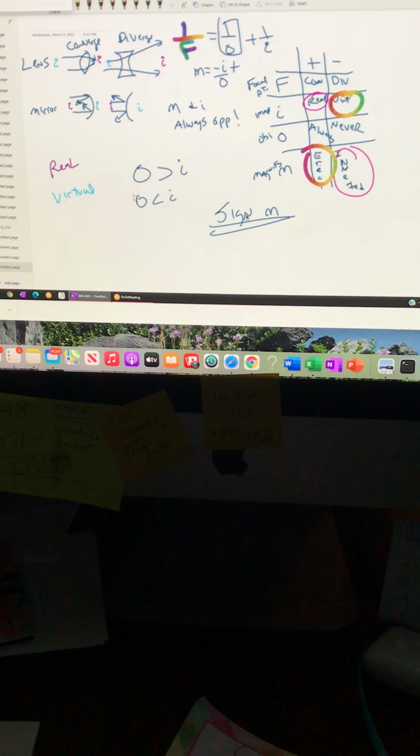And the sign of I has nothing to do with the size either. So like minus 6 and 6 are the same size. If you have an I of 6 or negative 6, which one's bigger? They're the same size. So it's kind of like an absolute value thing. You understand? So when I is 6 or I is minus 6, the same size, what kind of image would that be?